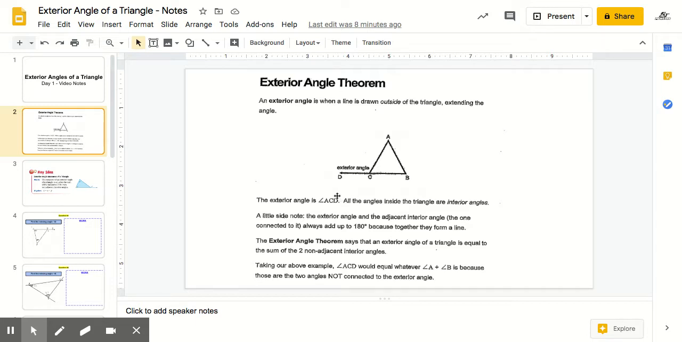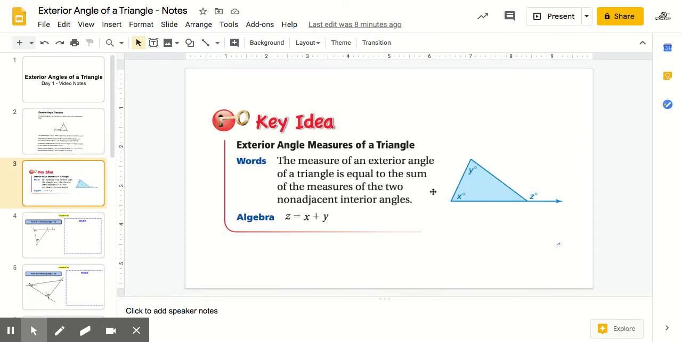The exterior angle theorem says that the exterior angle of a triangle is equal to the sum of the two non-adjacent interior angles. Okay, what does that mean? All that means is, here is our exterior angle in this diagram. This is a little more clear.